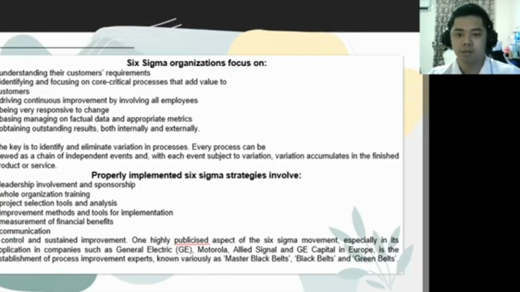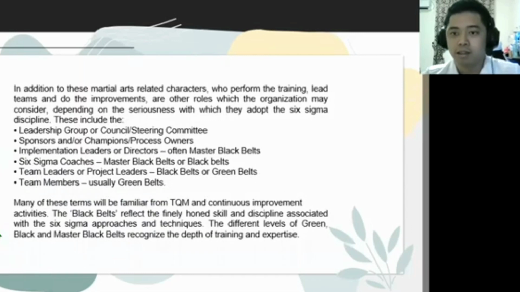Then, next page please. Next is, in addition to these martial arts related characters who perform the training, lead teams, and do improvements, there are other roles which the organization may consider, depending on the seriousness with which they adopt the Six Sigma discipline.